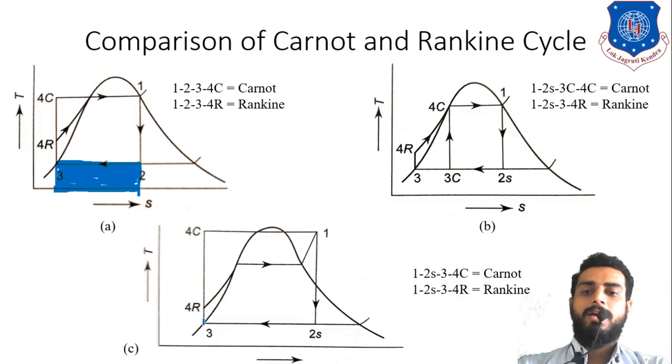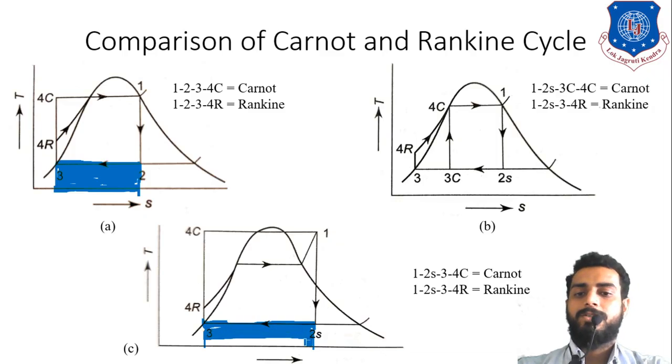Same way in diagram C also you can identify that the 2s to 3 process is the heat rejection process for Rankine as well as for Carnot, right? So here also, if you identify the area under the curve in the TS diagram, the heat rejection area is the same. See here, this much amount of heat, highlighted by blue color, is rejected for Carnot as well as Rankine cycle.